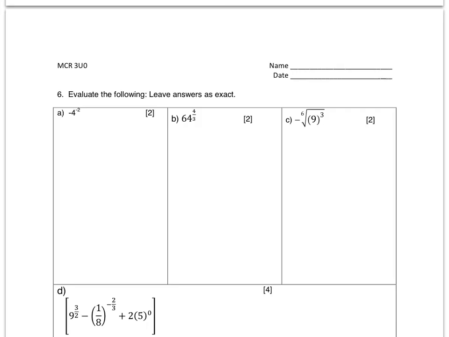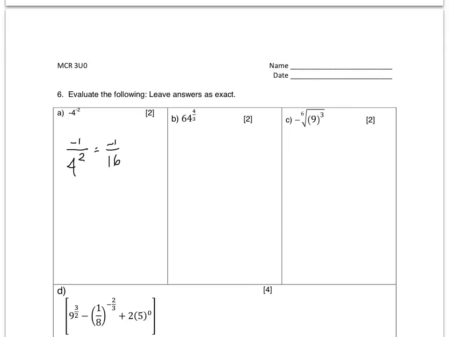The next question, we have to evaluate the following and leave the answers as exact. The first one is -4 exponent -2. I can write this one as -1/4 exponent 2, which is -1/16.